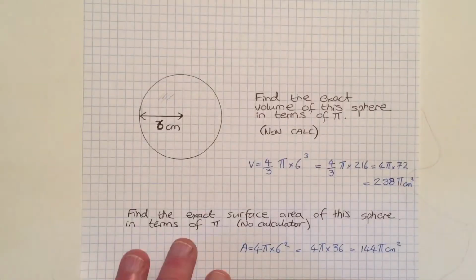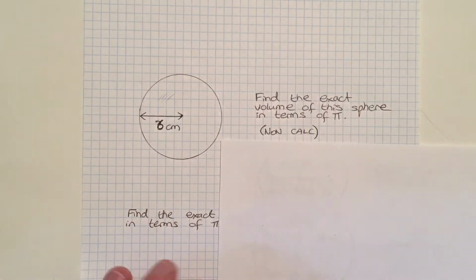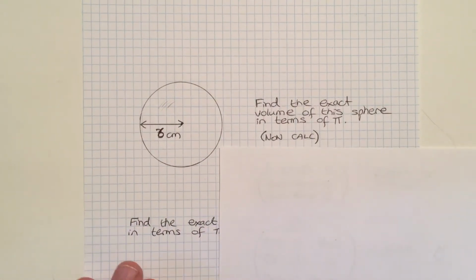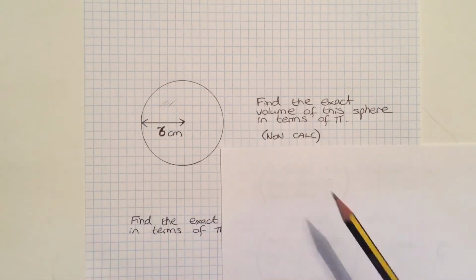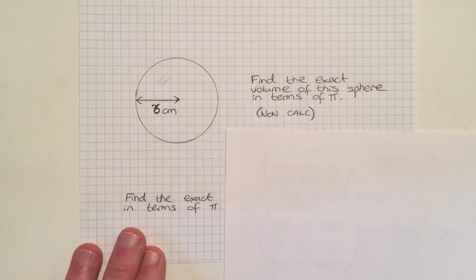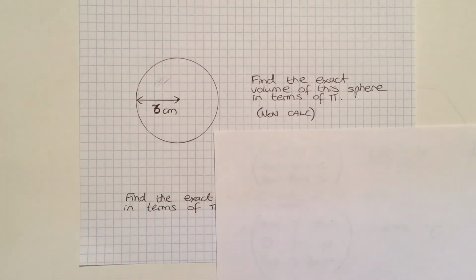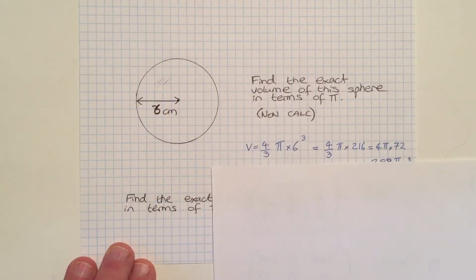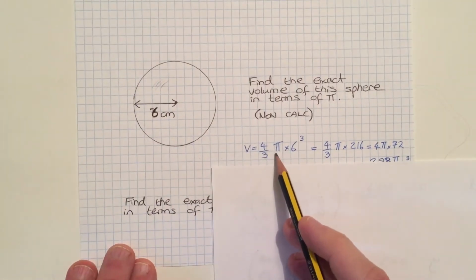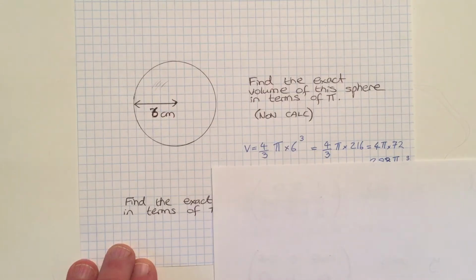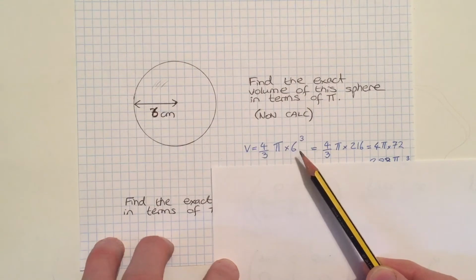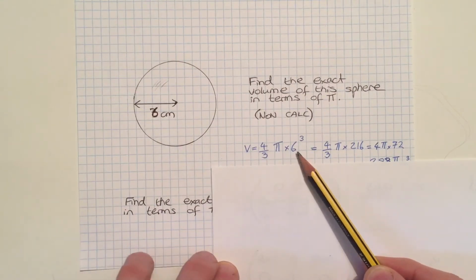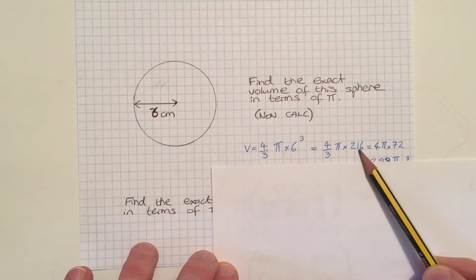Another example. Here I have a sphere. Its radius is 6 centimetres, and this time I want to work out the exact volume of this sphere in terms of pi, and I'm not allowed to use a calculator. So we're going to start off with the same formula, 4/3 pi times the radius cubed. Now I can't use a calculator, so I need to think what 6 cubed is. 6 times 6 is 36, times 6 again is 216.